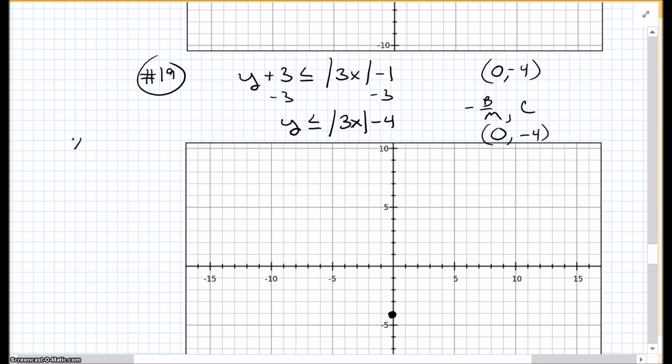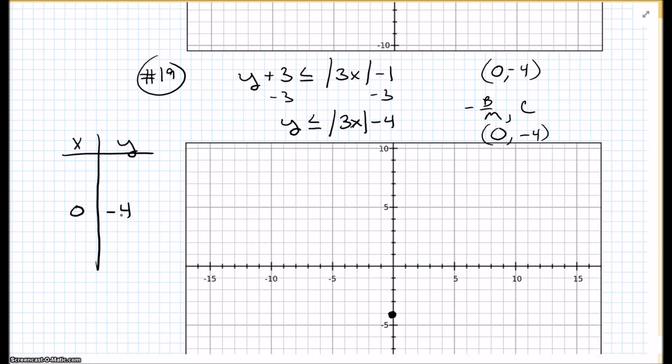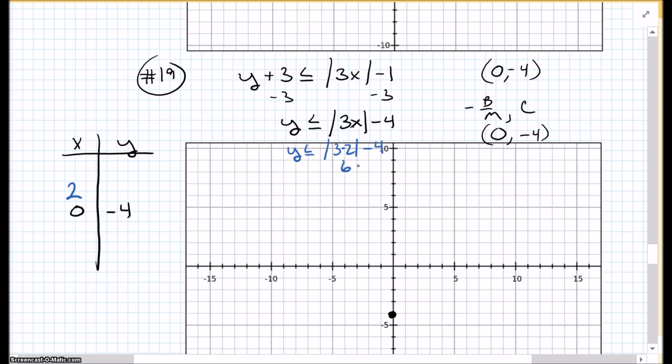Let's go ahead and set x and y values, since this isn't an easy function per se. Isn't easy as far as it's not a parent function, it's just absolute value of x. So all we have to do is pick a number above and a number below. So let's pick x equals 2. So we plug in y is greater than or equal to 3 times 2, absolute value, minus 4. So 3 times 2 is 6. Absolute value of 6 is 6. So 6 minus 4 is 2.